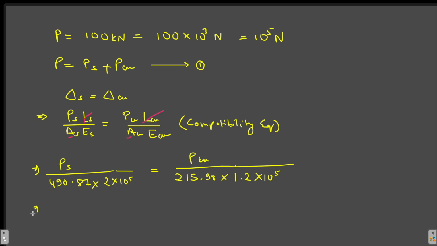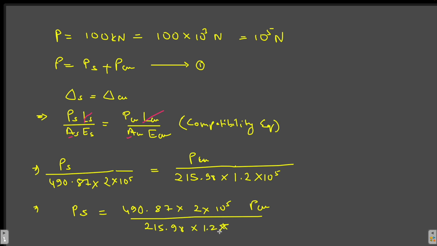Can we write this that force taken by the steel is equals to, we will bring this term to the other side of the equation. So we are getting 490.87 into 2 into 10 to the power 5 into PCU by 215.98 into 1.2 into 10 to the power 5, right?